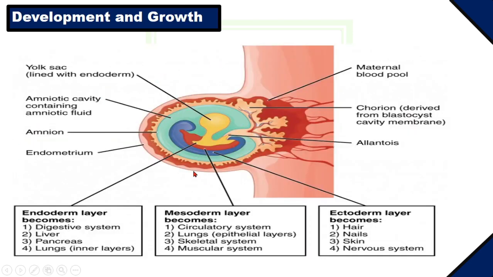This is the picture of an embryo. There are 3 layers of the embryo: endoderm, mesoderm, and ectoderm. Different systems or organs are developed from these 3 layers, like the digestive system, liver, pancreas. The inner layers of the lungs are developed from the endoderm. The circulatory system, lungs, skeletal system, and muscular system are developed from the mesoderm.